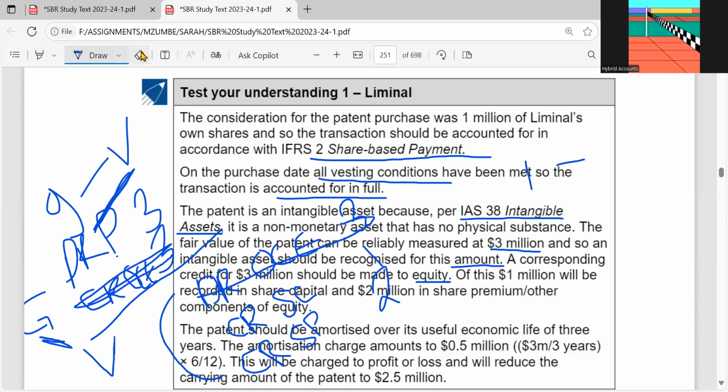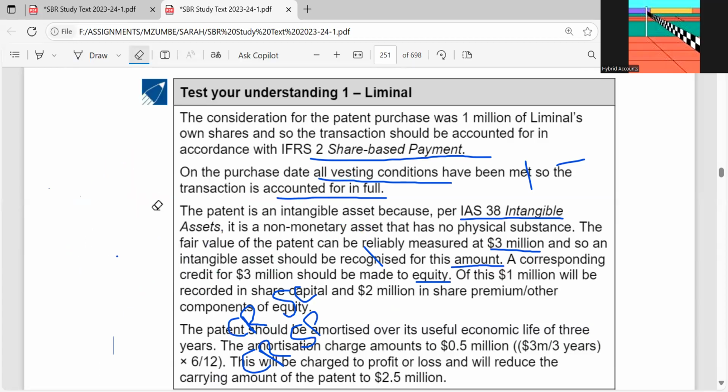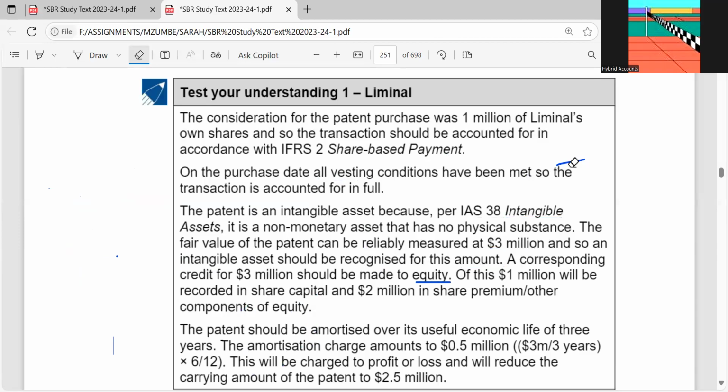Let me combine grant date and vesting date. So let me remove all this and then copy here. I'll just say debit patent at 3 million, credit share capital at 1 million, and then credit share premium at 2 million, right? And everything is done. But in most cases, there would be a vesting period, so there would be a distinction. You would ultimately have to distinguish between the two. That's the issue of vesting.